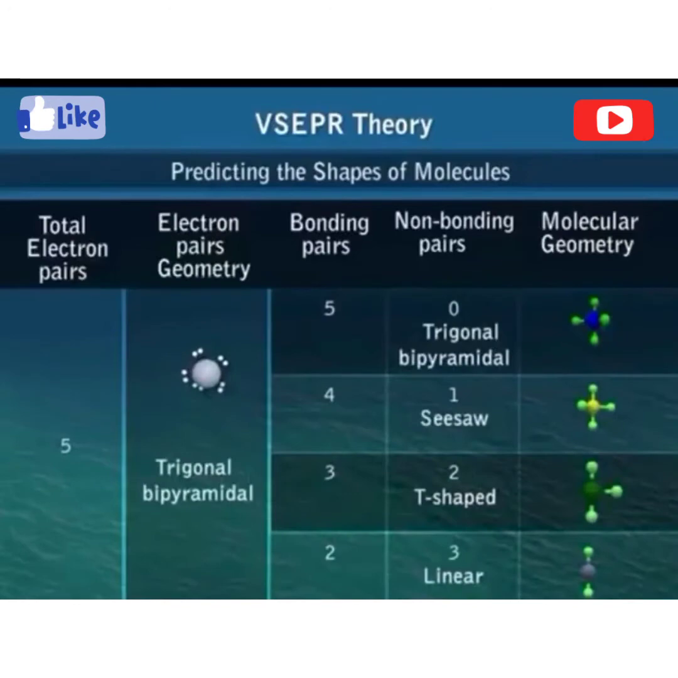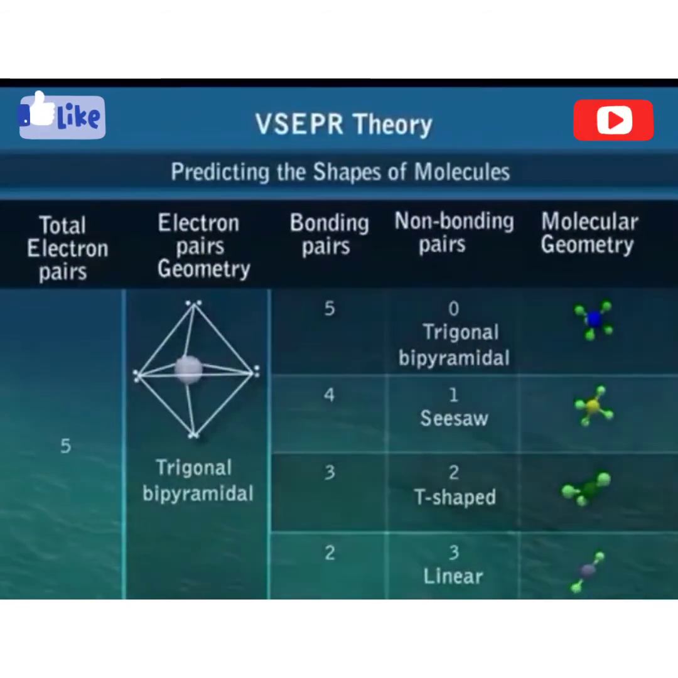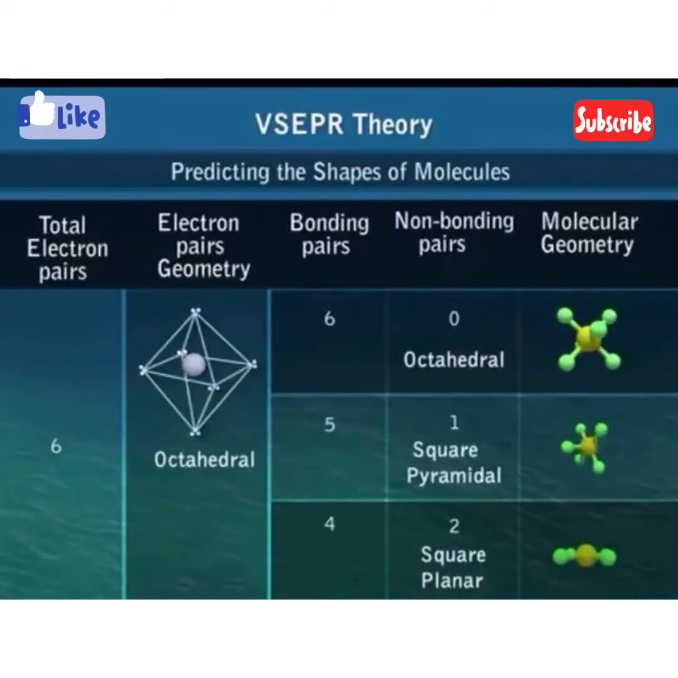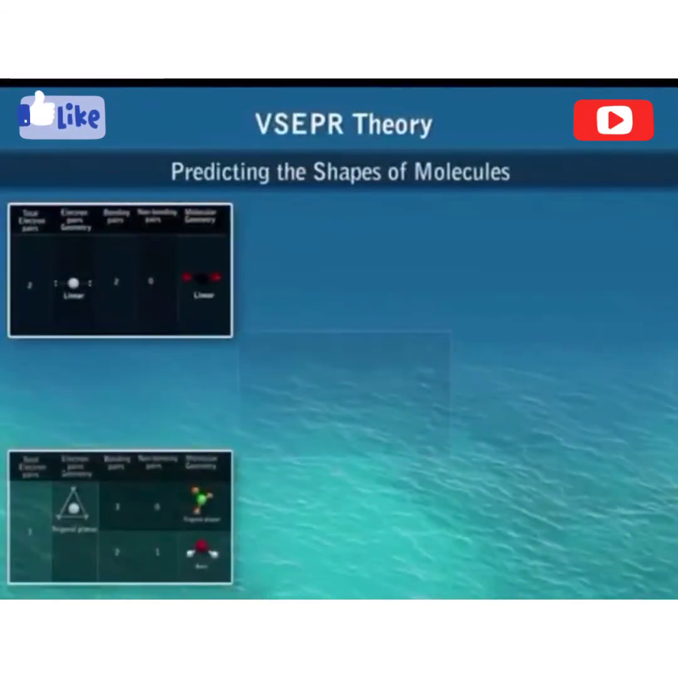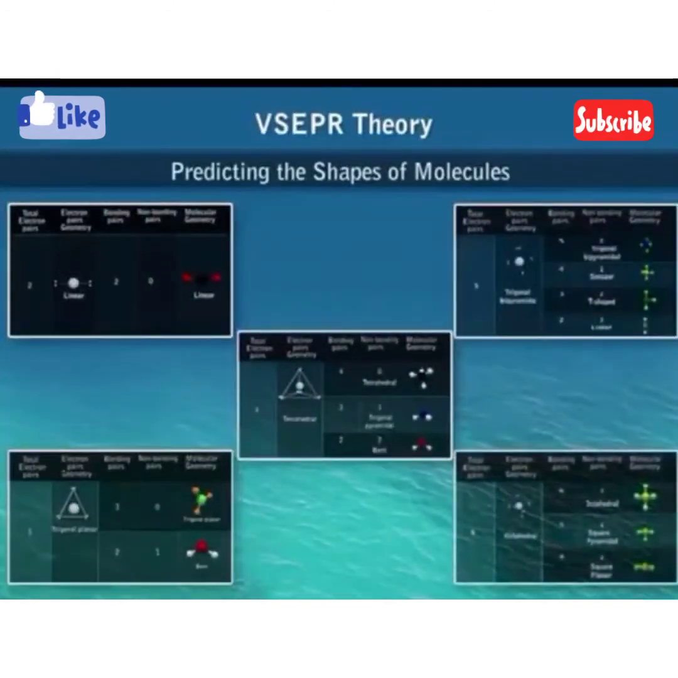When there are 5 electron pairs, the possible molecular geometries are trigonal bipyramidal, seesaw, T-shaped, or linear. When there are 6 electron pairs, the possible molecular geometries are octahedral, square pyramidal, or square planar. Shown here is a chart which depicts the possible VSEPR molecular geometries. Take a look at it again.